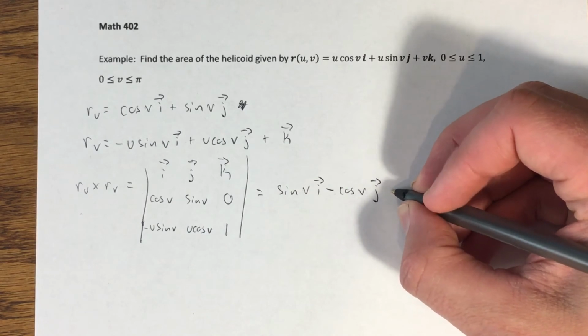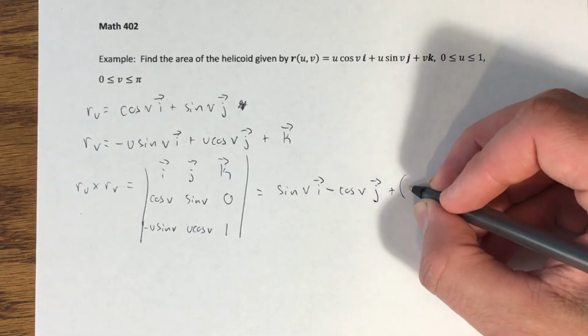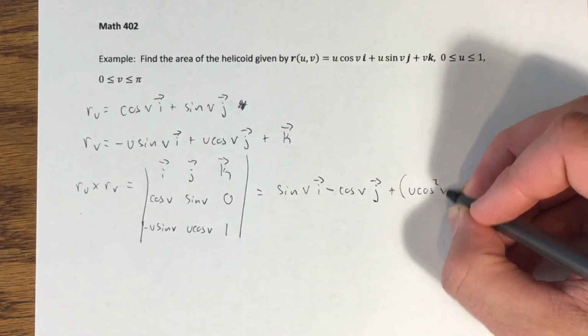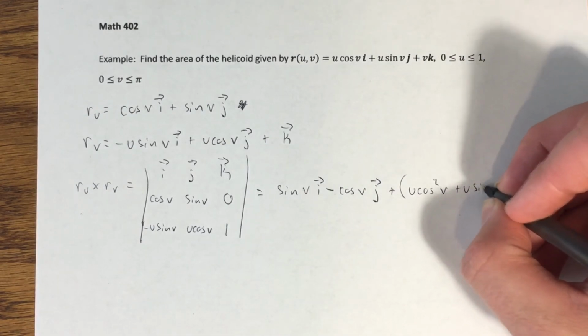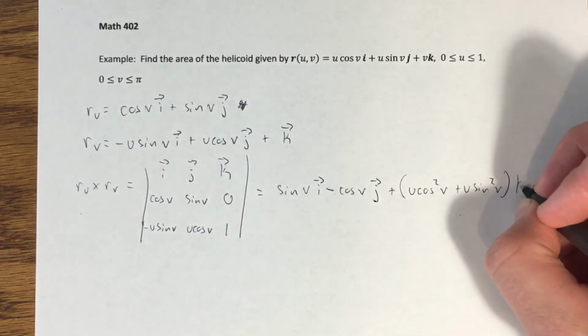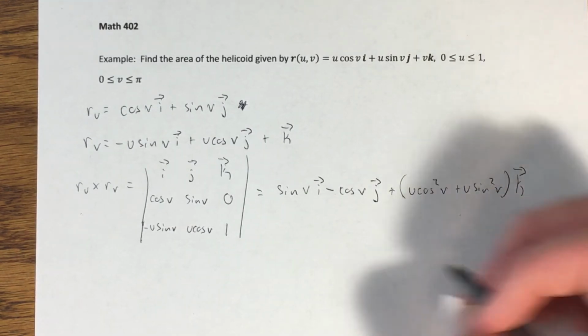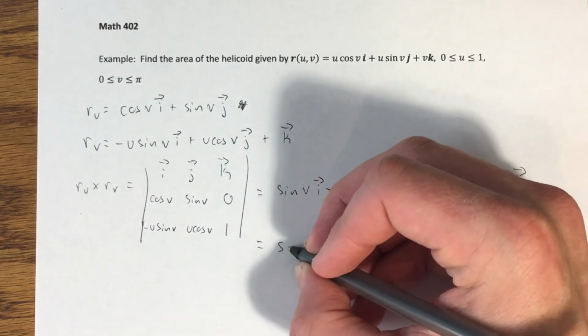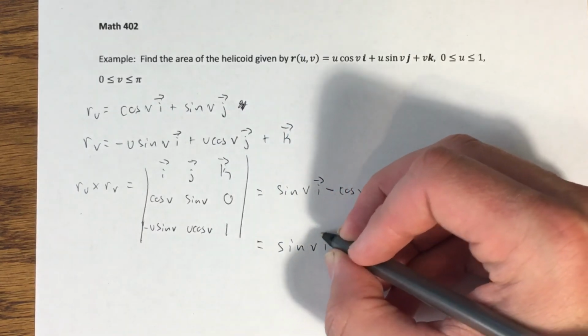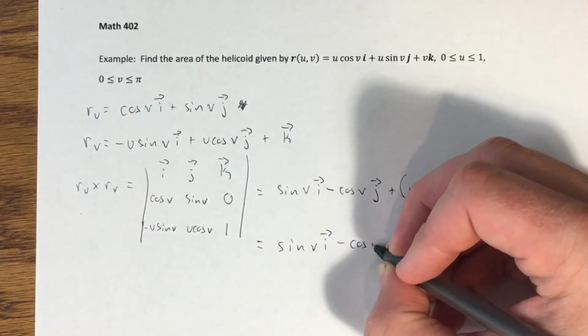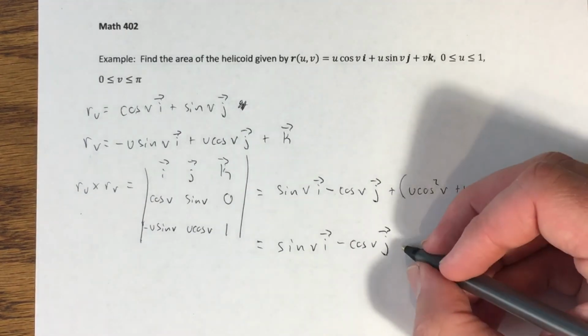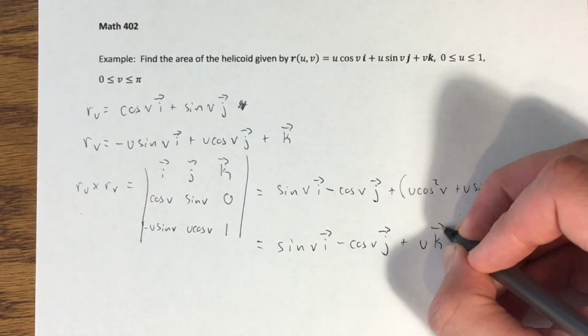Notice what my third, or my k component looks like: u cosine squared of v plus u sine squared of v. We know that you can factor the u out, and then cosine squared plus sine squared is just 1. So this can be written this way: sine of v i minus cosine of v j plus u k.